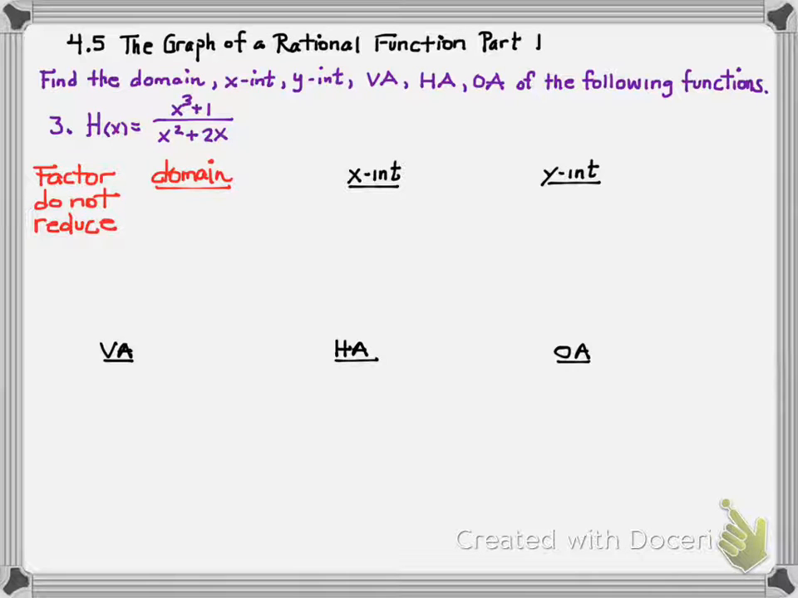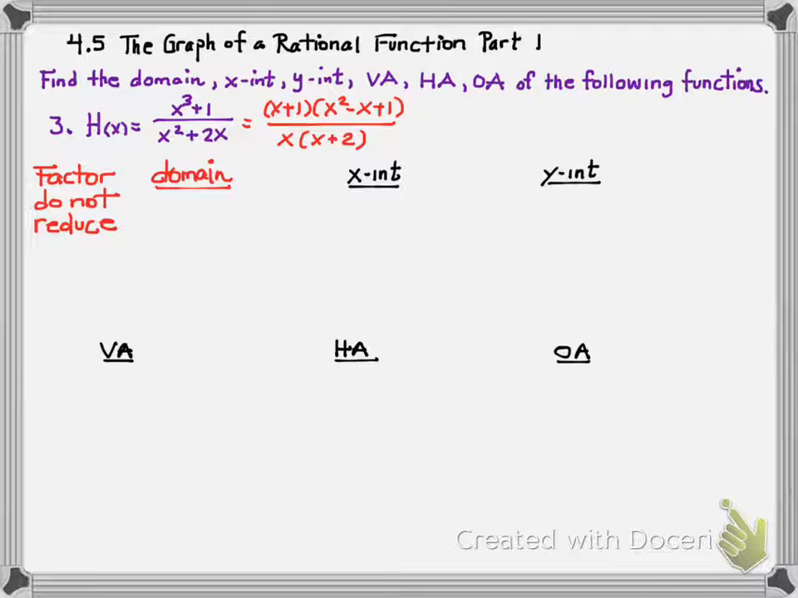All right, number 3. Here we have h of x equals x cubed plus 1 over x squared plus 2x. The first thing we're going to do is factor this. Notice on top we have a sum of perfect cubes, so when we factor that, we'll get x plus 1 times the trinomial x squared minus x plus 1. Factoring the bottom, pull out an x, and we should have an x plus 2 in parentheses.